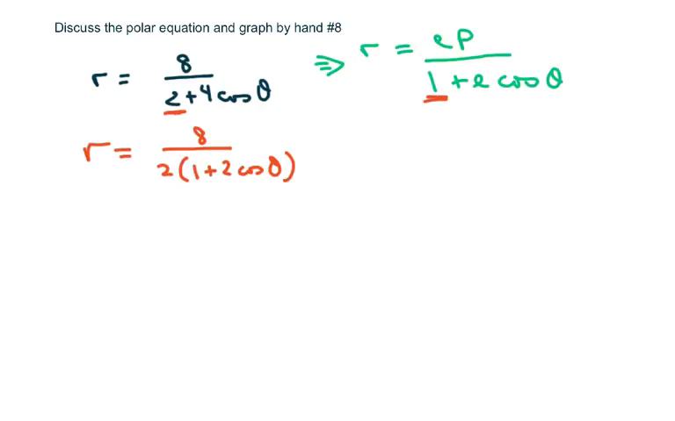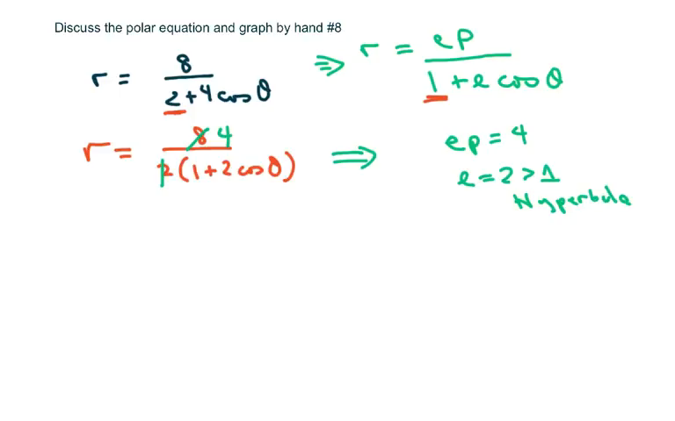So now we can also simplify. 2 goes into 8 4 times. So basically we can simplify this and write ep equals 4, e equals 2. That's greater than 1, so that means this is going to be a hyperbola. And p is going to be 2, because 2 times 2 equals 4. That's e times p equals 4. So my p is also 2.